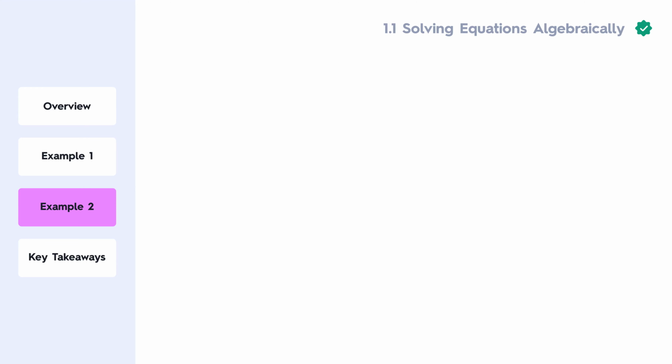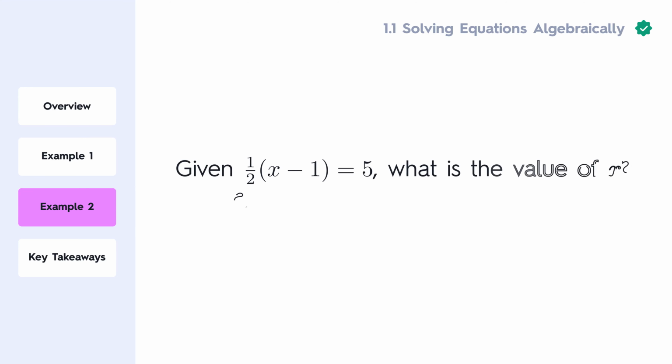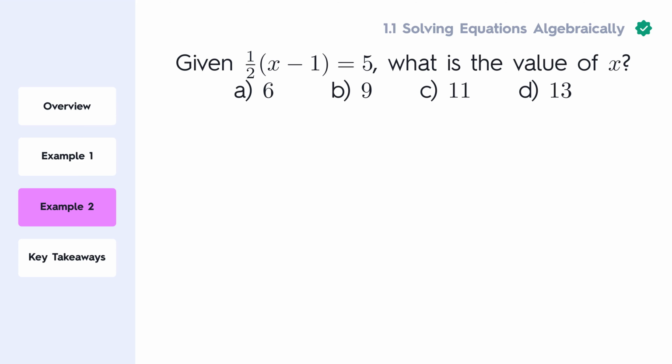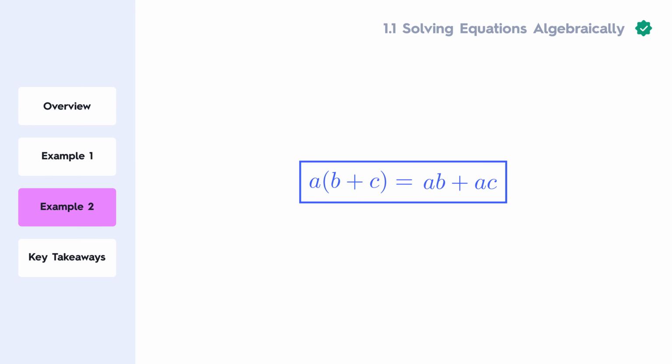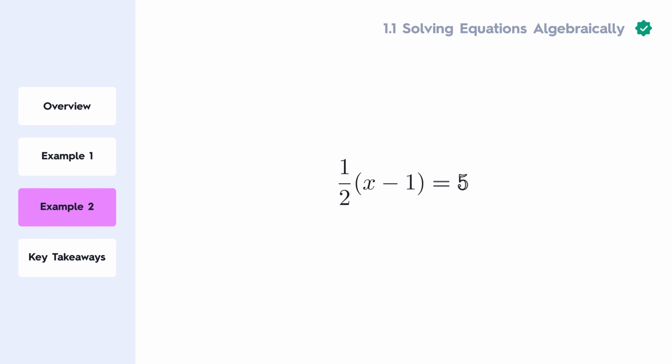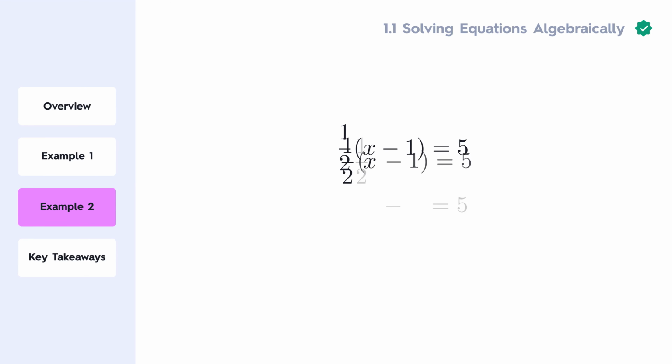Let's take a look at our final example. Given that 1/2 of x minus 1 is 5, what is the value of x? Again, our strategy is to isolate x, but this time isolating x isn't as straightforward. First, let's remember the distributive property of multiplication. When a variable or number is placed in front of parentheses, we can distribute it by multiplying it with each term inside the parentheses. In our case, we can distribute 1/2 over x and -1.